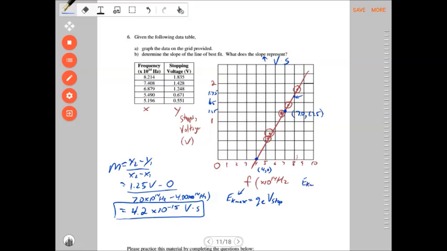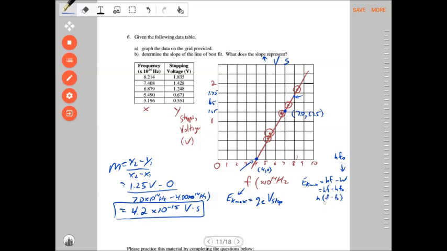EK max, remember, that was HF minus W. Well, there's another little formula on your formula sheet for W. W equals HF0. Now, remember, the threshold frequency is the x-intercept, so that's that point right there, 4.0 times 10 to the 14th hertz. Anyways, that's neither here nor there. So we can rewrite this as EK max equals HF minus HF0. Now see how both terms have an H in it? So we can factor that H out. Oh, you thought you were done with factoring, didn't you? So H times F minus F0.